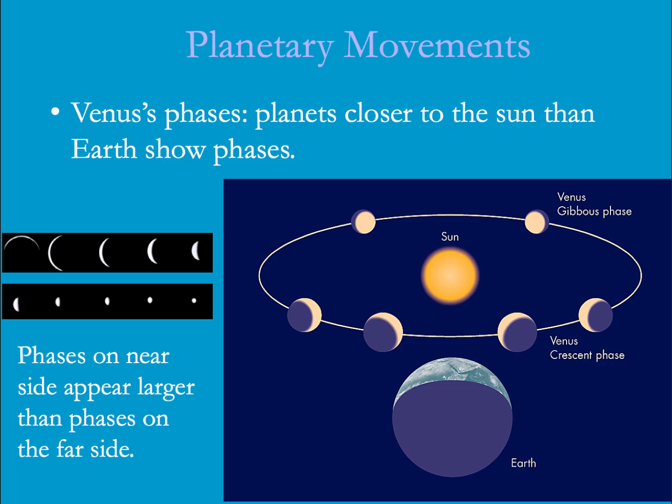Another pattern we see involves the planet Venus. It has phases similar to the moon, but notice that the crescent phases of Venus appear larger than the gibbous phases. That's important. The reason crescent Venus looks larger than the gibbous phase of Venus is because Venus is closer to us when it's in its crescent phase than it is in its gibbous phase.